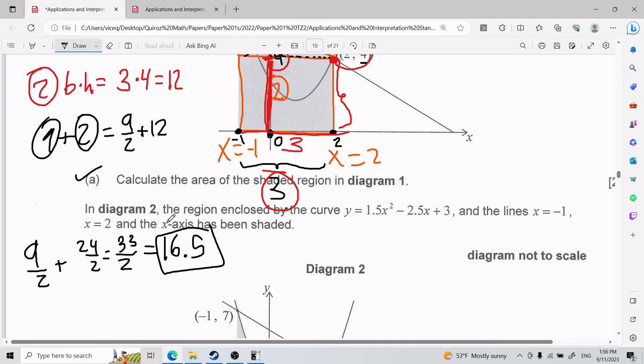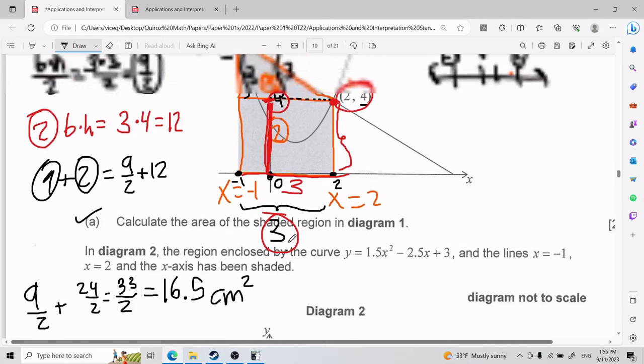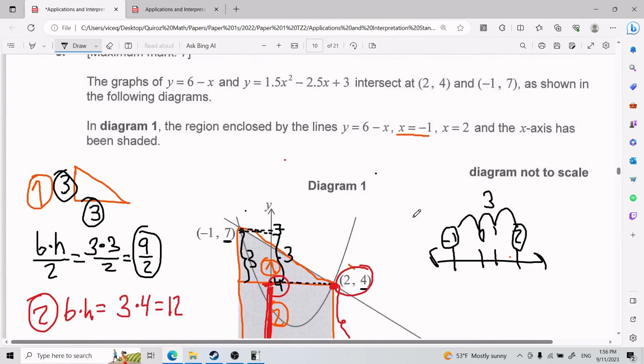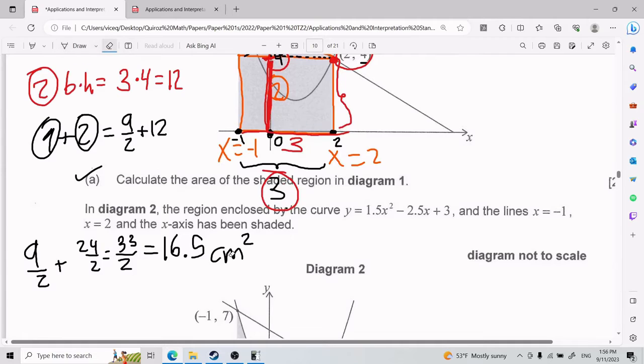See? Now, I'm not quite done yet, ¿cierto? I'm actually missing something. It's not just 16.5. It is 16.5 something squared. See? I would say centimeters squared, which is like the classic, but here they actually don't give us units. See? So when they don't give you units, you just have to say units squared.